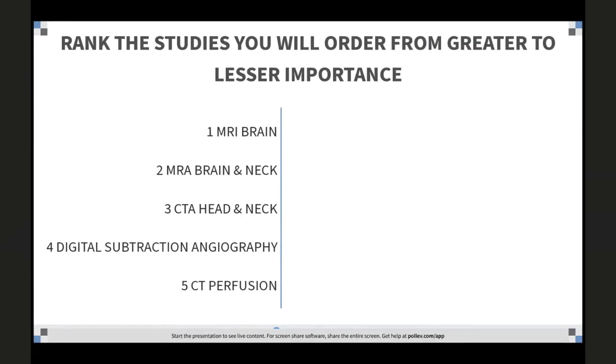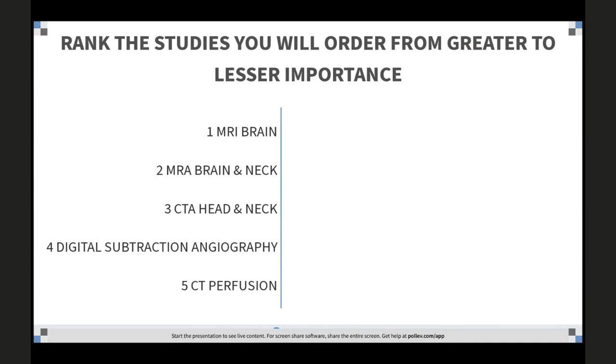So I would say 3 and 5 together first, then 1, and then 2 and 4, potentially not necessary, maybe if it looks like vasculopathy. So when I said digital subtraction angiography, you're thinking in terms of diagnosis, right? But what else can it do? If there is a clot and the perfusion is favorable, then you could do a DSA and a possible thrombectomy.